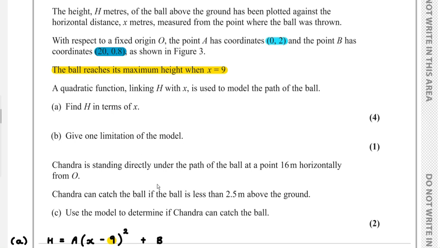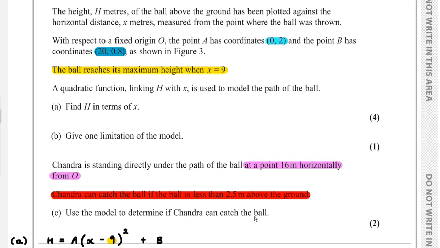Chandra is standing directly under the path of the ball at a point 16 meters horizontally from O. Chandra can catch the ball if the ball is less than 2.5 meters above ground. Part C. Use the model to determine if Chandra can catch the ball.